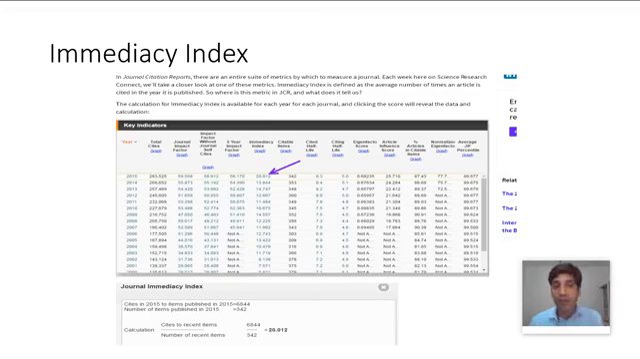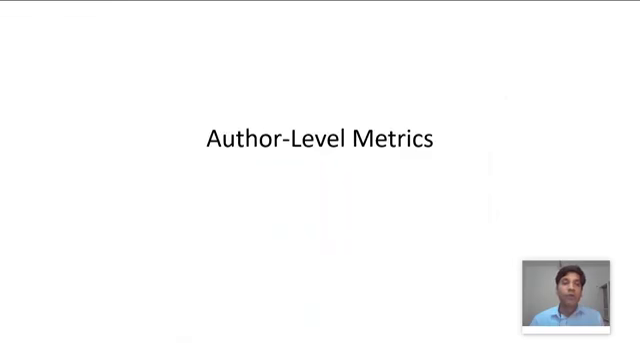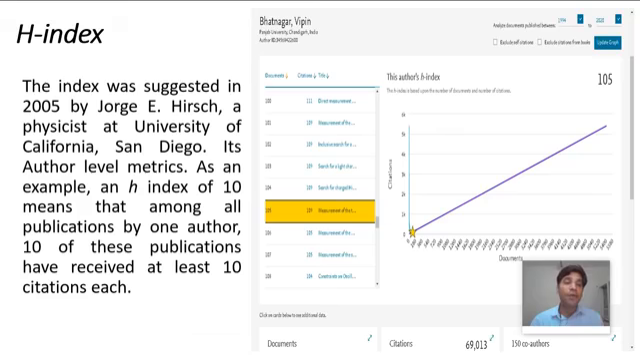The next is the immediacy index. This is the average number of times an article is cited in the year it is published. So the journal immediacy index indicates how quickly articles in a journal are cited. The aggregate immediacy index indicates how quickly articles in a subject category are cited.